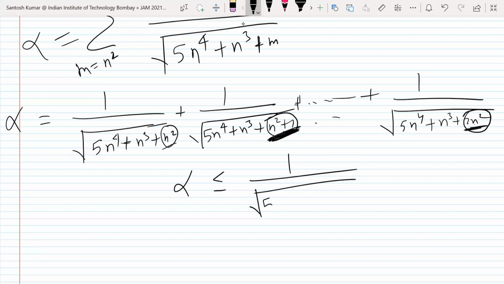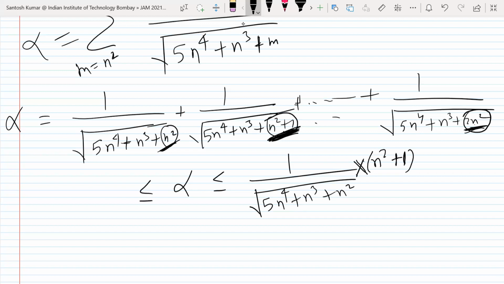So what I want to say: 5n^4 + n^3 + n^2. In every term, you write n^2 only in place of n^2 + 1, n^2 + 2, and up to 2n^2. In all places, you write just n^2. So how many terms will you have? In similar terms, you will have a total of n^2 + 1 terms. And the total value will be more than alpha because we are decreasing the denominator. So we are decreasing the value of the denominator, so the whole fraction will increase. Okay.